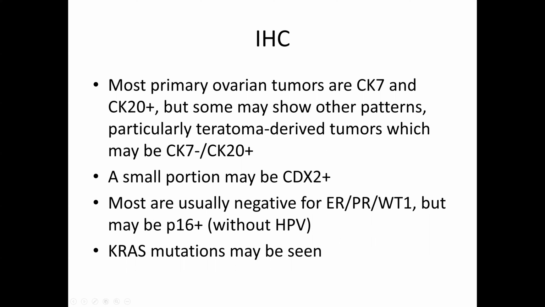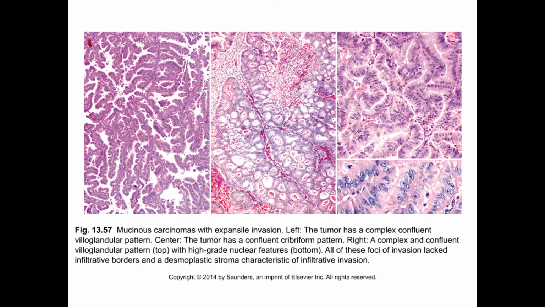So you don't get a lot of help here, but sometimes in the distinction between gastroenteric versus primary ovarian, you get a little bit of help with the immunohistochemistry. Here's some examples of the expansive invasion, the confluent growth of carcinoma. It gives you a clue that you're not just in borderline territory anymore. And these areas tend to lack any evidence of infiltrative desmoplasia or anything of that sort.